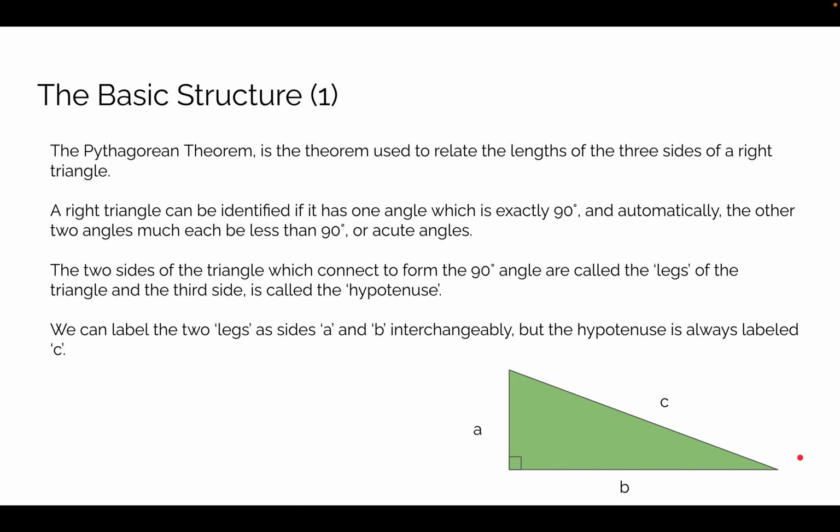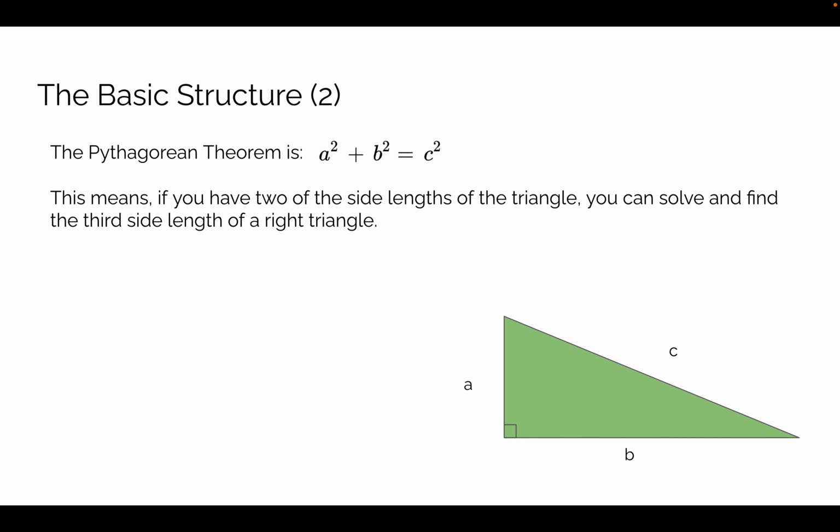The reason for this is that when we're using the Pythagorean theorem, these are the three variables which will help us to solve it. So what is the Pythagorean theorem? The Pythagorean theorem states that a squared plus b squared equals c squared. What this means is that if you take the square of this side length and add it to the square of this side length, it's going to give you the square of this side length.